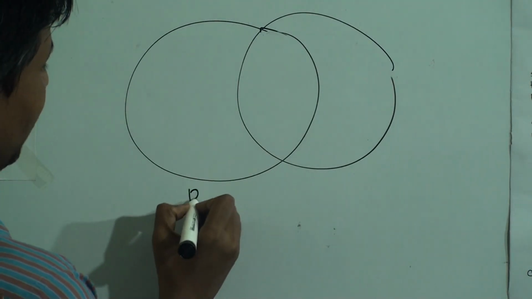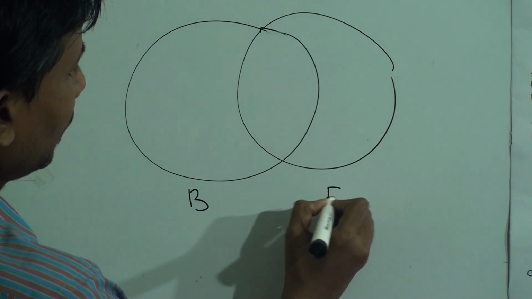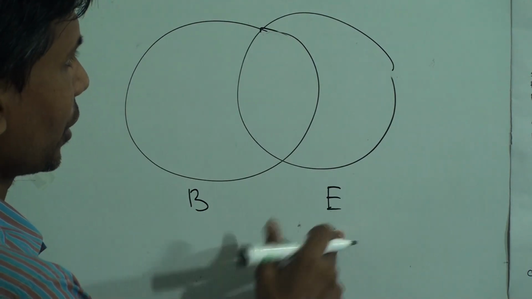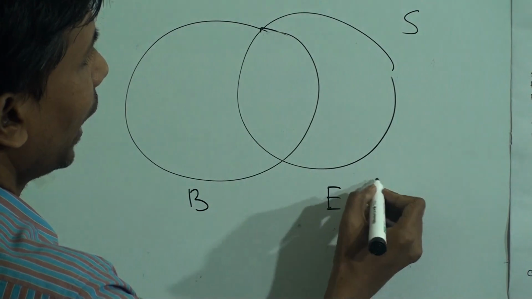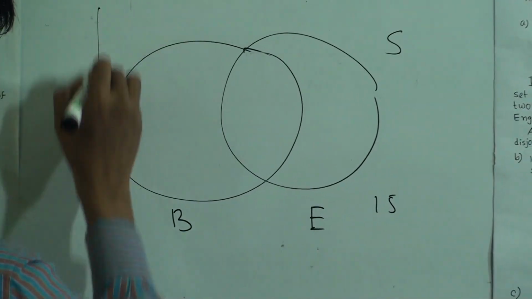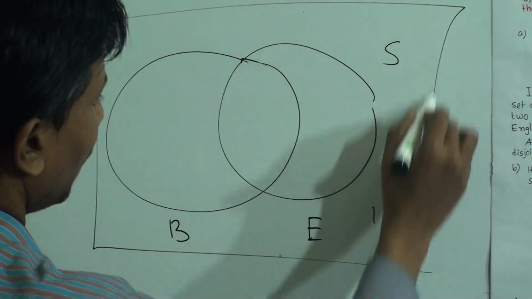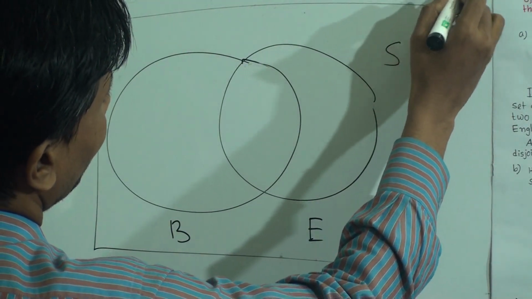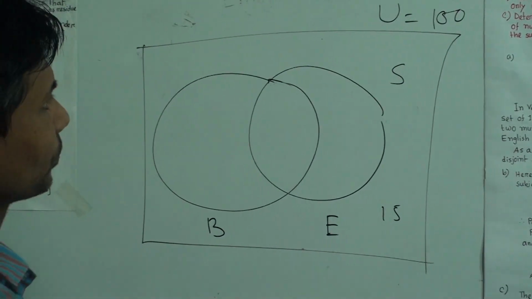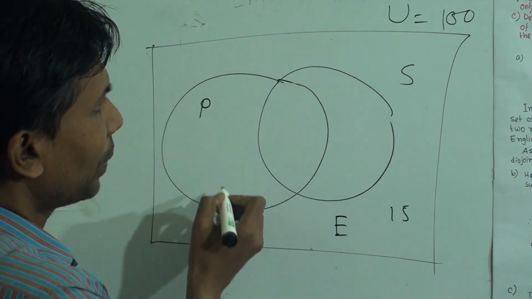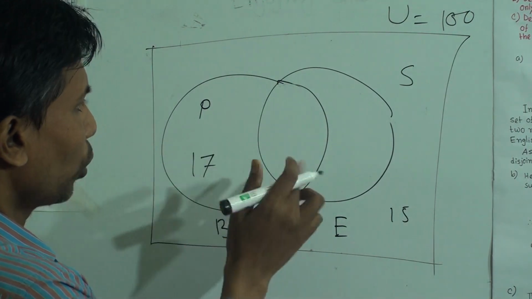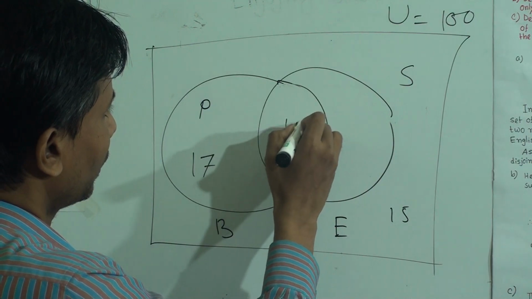Look, this is B and this is E. B means Bangla and E means English. This is S, and this is 15, that is the failed students, and this is 100, that means the universal set. Okay, look, this area is P, that means only pass in Bangla is 17, both subjects pass is 48.